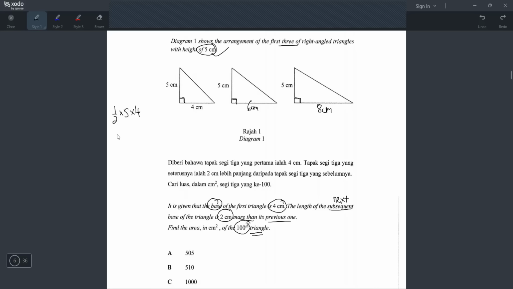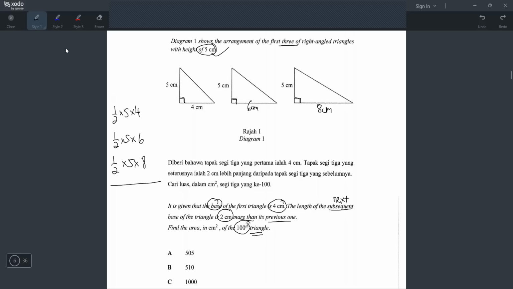Okay, so for the next triangle, what is the area for the next one? It will be 1 over 2 times 5 times 6. Do you agree? Okay, then the third one will be 1 over 2 times 5 times 8, right? So these are all the areas, right? This is the first triangle, this is the second, this is the third one, right? So what we can do now is we can generalize and make a formula to find the area of n triangle.